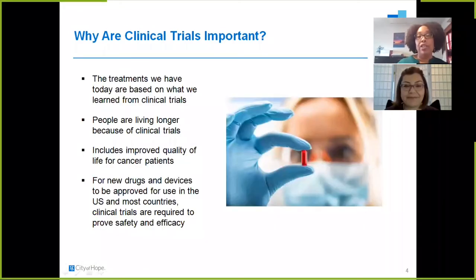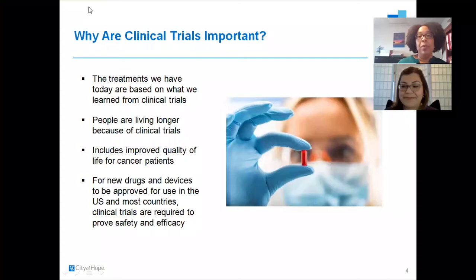Why are clinical trials important? So treatments we have today are based on what we've learned from clinical trials in the past. Everything from a common drug such as aspirin to Herceptin chemotherapy for breast cancer. People are living longer because of clinical trials. Clinical trials include improved quality of life for cancer patients and for new drugs and devices to be approved for use in the United States and most countries. Clinical trials are required to prove safety and efficacy.